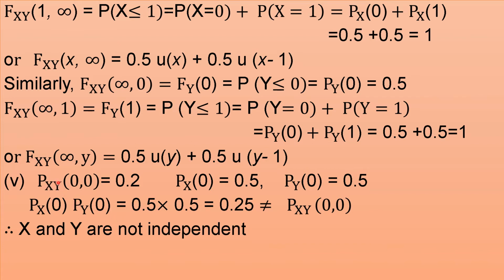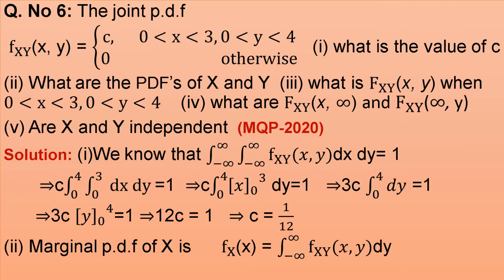Just like the previous one, take xy as 0, 0. Then the corresponding joint probability pxy of 0, 0 is 0.2. Look at the table. px of 0 is 0.5, py of 0 is 0.5. If you multiply the marginal probability mass functions px of 0 and py of 0, you get 0.25, which is not the same as the joint probability of x and y at 0, 0, which is 0.2. They are not equal, therefore x and y are not independent.